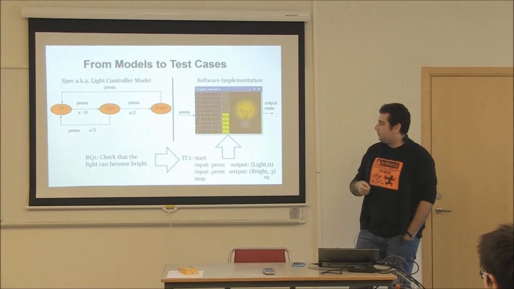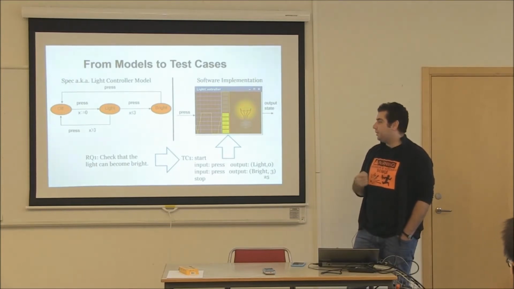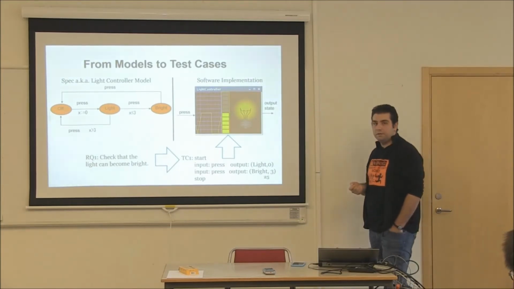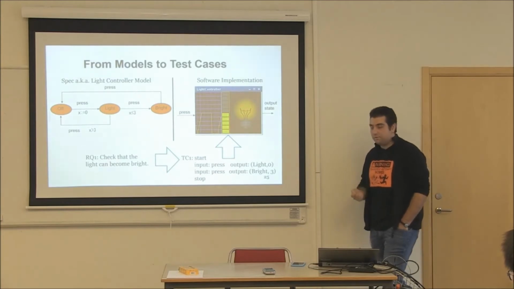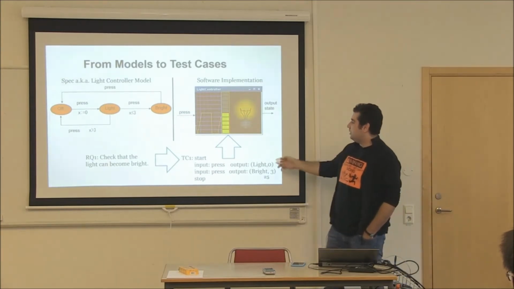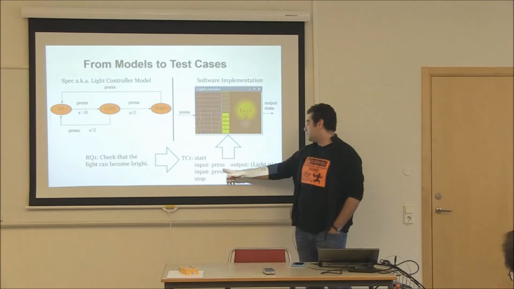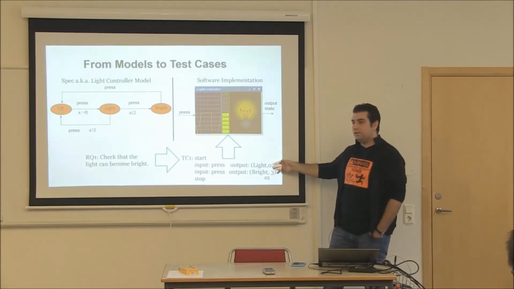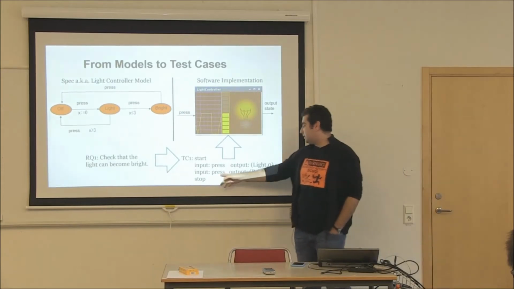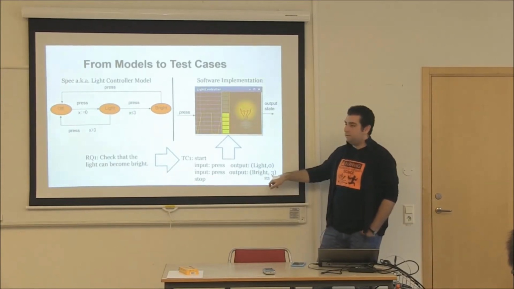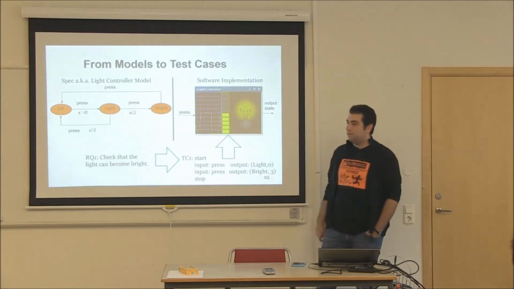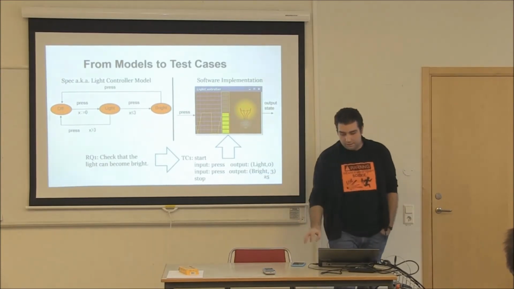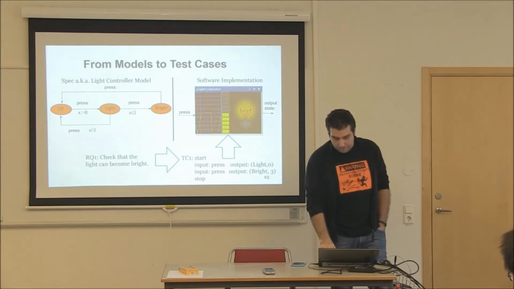So one of the requirements could be to check that the light can become bright. That's your test strategy. A test case would be that you press the input, and then the output will be light at time 0. And then you press again very fast until 3 seconds, and then you'll get into the bright location. So this is a simple case.